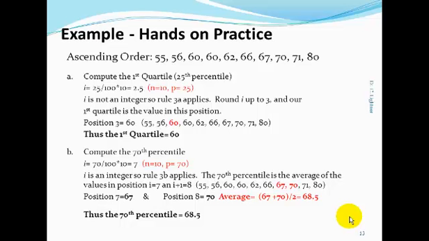When computing the 70th percentile, you should have computed I as 70 divided by 100 times 10, which equals 7. Since I is an integer, Rule 3b applies. The 70th percentile is the average of the values that are in position I, which is position 7, and in position I plus 1, which is position 8. You should have looked through your data values and found that the number 67 was in position 7 and the number 70 was in position 8. The average of these two values is 68.5. Therefore, our 70th percentile is 68.5.